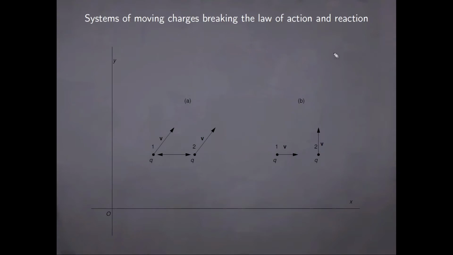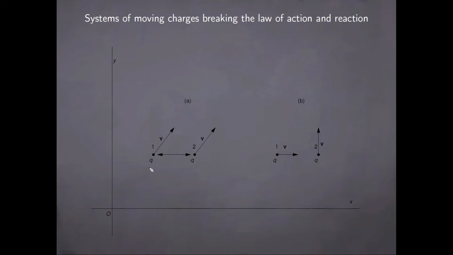We are now going to discuss examples of physical systems where the law of action and reaction is violated, and these particular examples are taken from electrodynamics, and they involve systems of two moving charges. And the two examples we will discuss are labeled A and B.